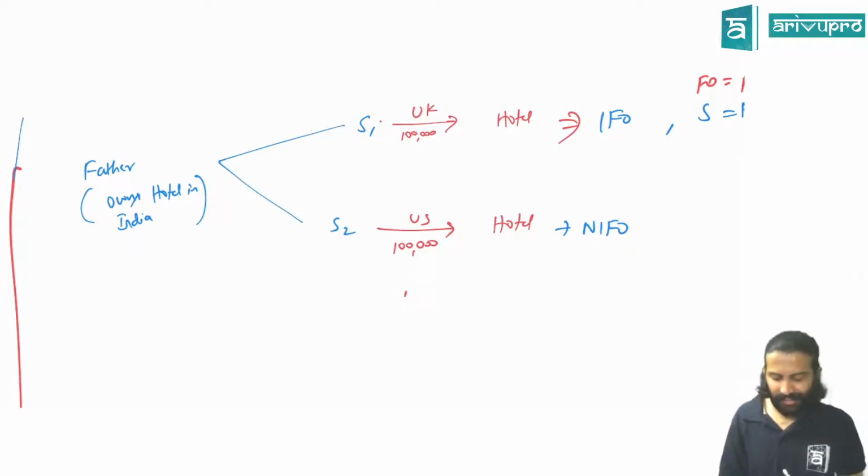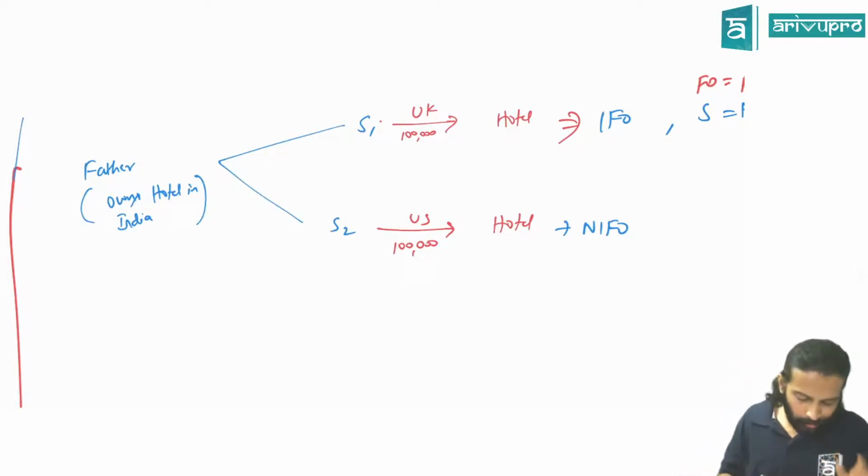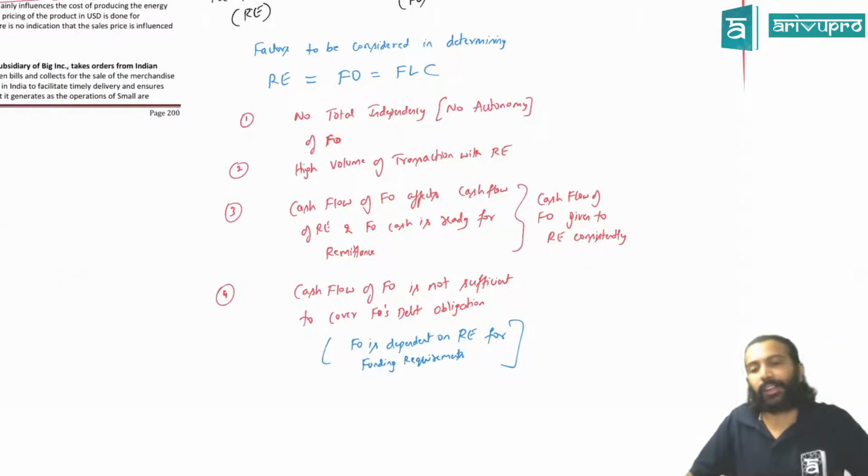Is that possible? In that case, it indicates that these two functional currencies are different. It's a case to case basis. I'm just giving you a broad framework. Based on these indicators, you conclude whether the reporting entity and foreign operation's functional currency is the same or different. Got it? 4 pointers.